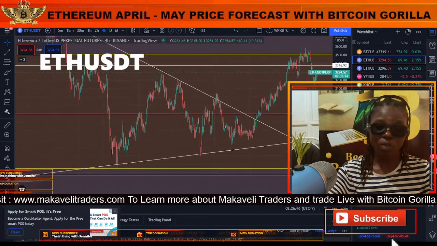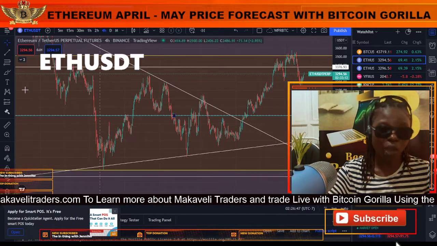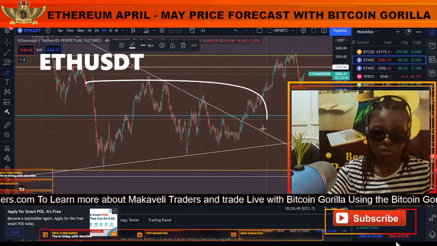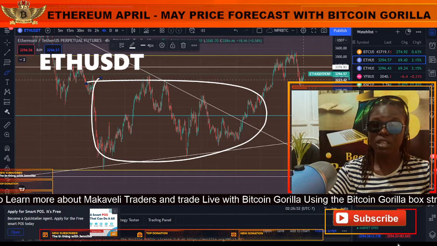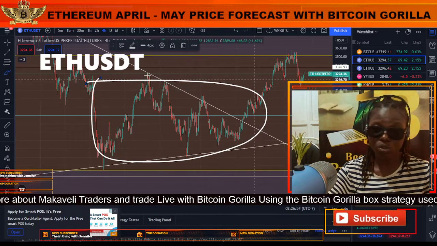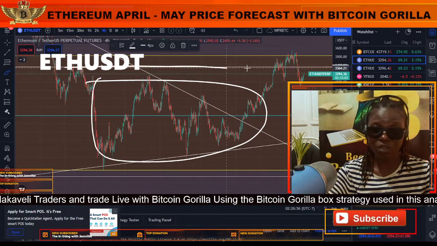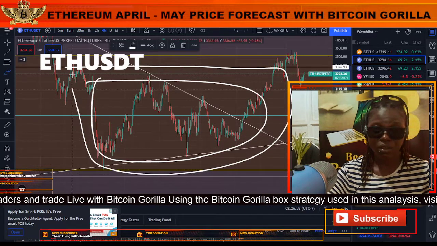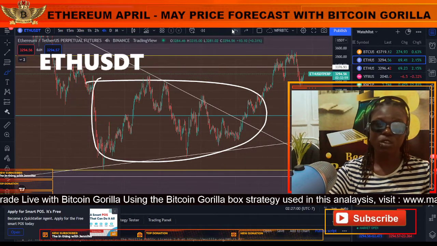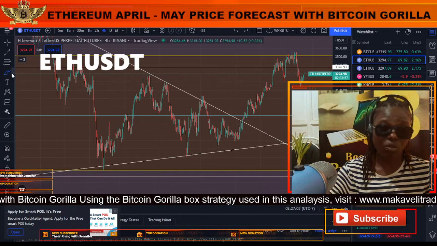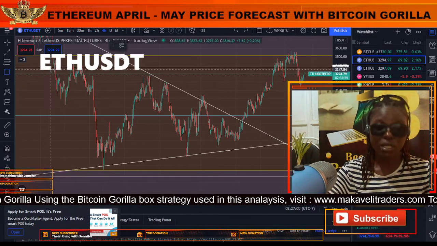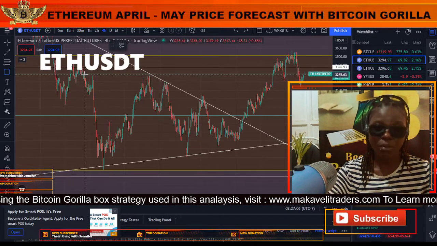So what I'm going to do is, let's make sense of what happened in this range. It will help us determine where the breakout is going to continue. Sorry, the entire of this range, it starts from here. So that's what we're trying to make sense of. So I'm going to bring the Bitcoin Gorilla Box strategy to help us make sense of what actually happened.